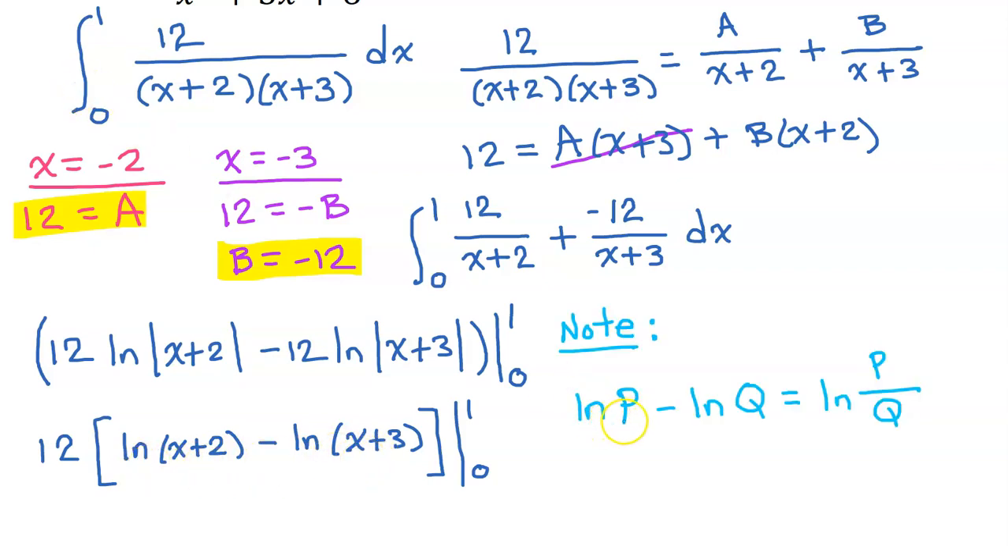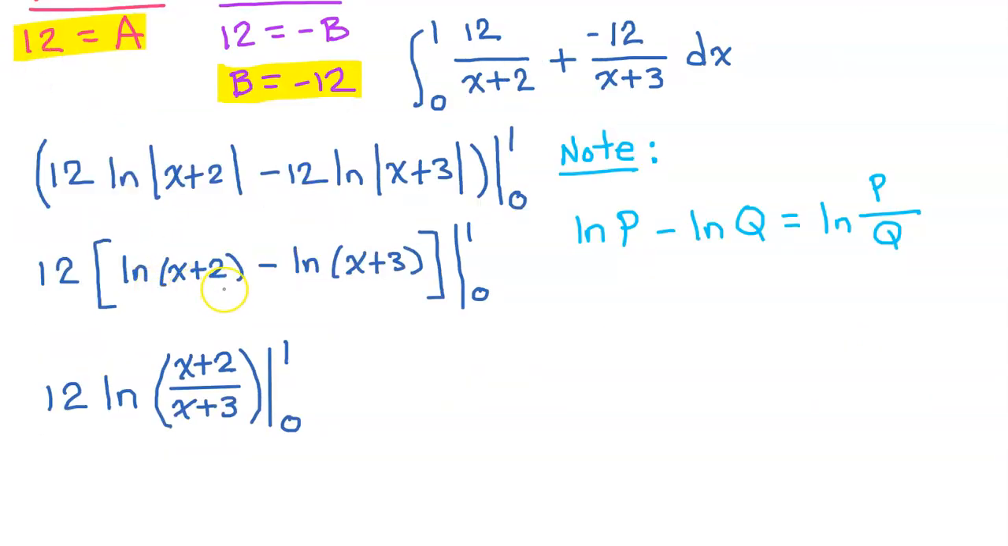Remember that the natural log of p minus the natural log of q is equal to the natural log of p over q. So the natural log of x plus 2 minus the natural log of x plus 3 is the same as the natural log of x plus 2 over x plus 3. Now we can apply the limits of integration. We need to find the value at 1 minus the value at 0.